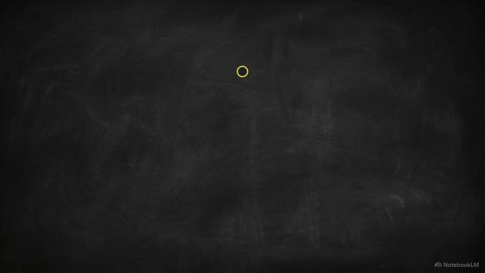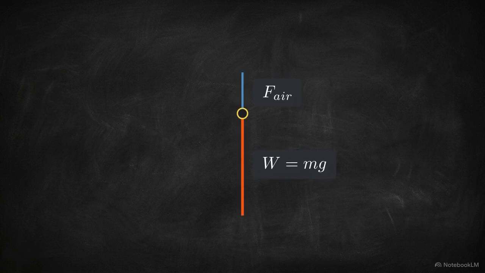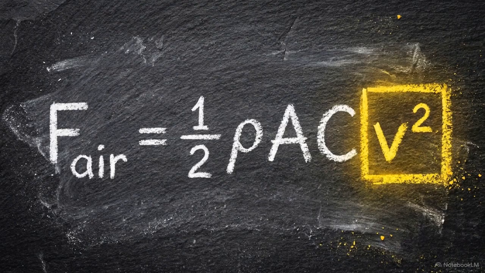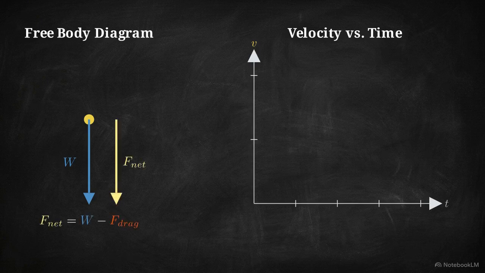Applying the protocol to a skydiver in freefall, we first establish the constant downward vector of weight, which is mass times gravity. Opposing this descent is an upward vector representing aerodynamic drag. The drag equation contains several variables, but its defining feature is that the force increases with the square of the velocity. On the vertical axis, the net force is the downward weight minus the upward drag. This difference dictates the mass times the acceleration.